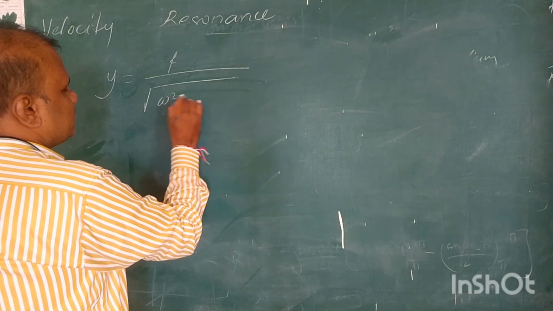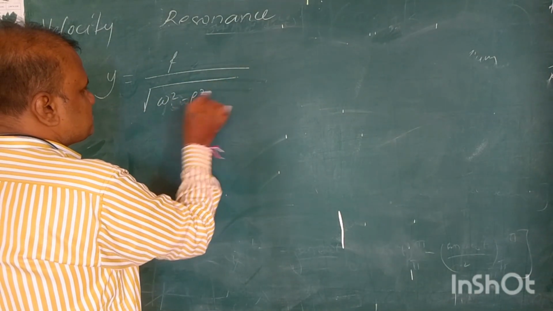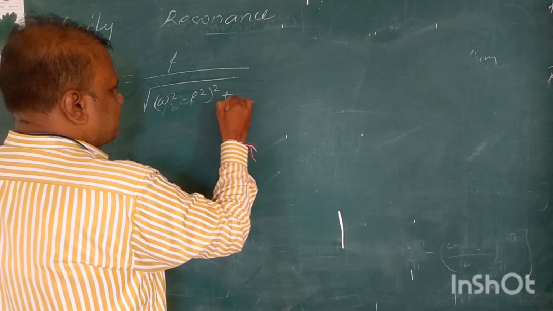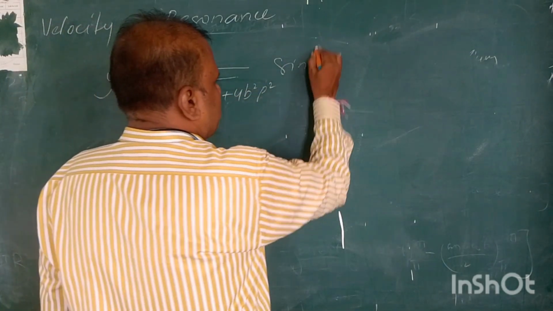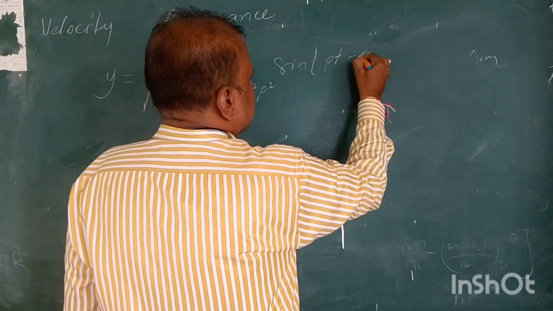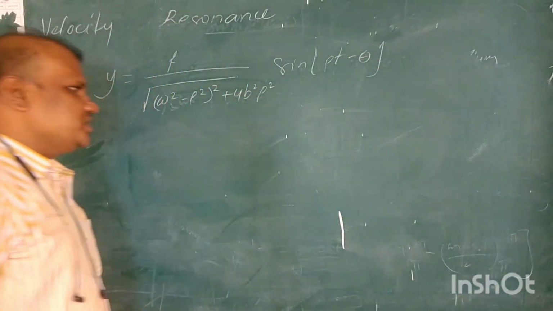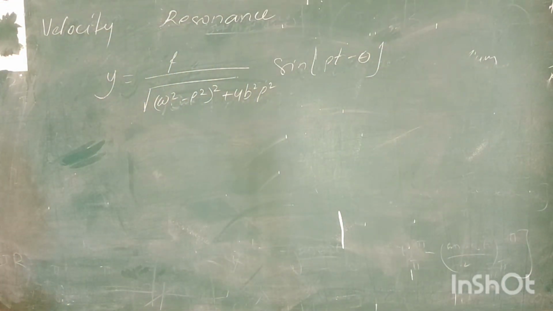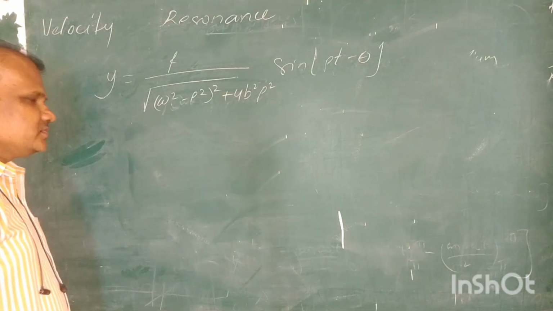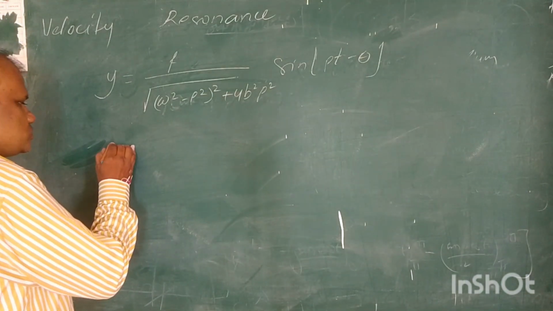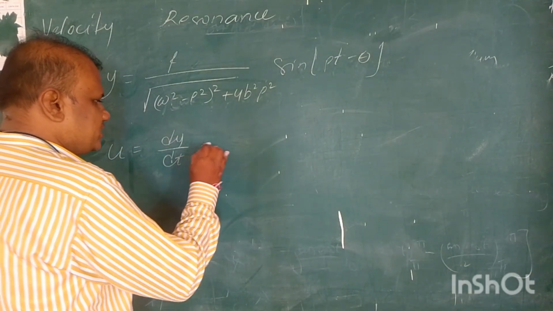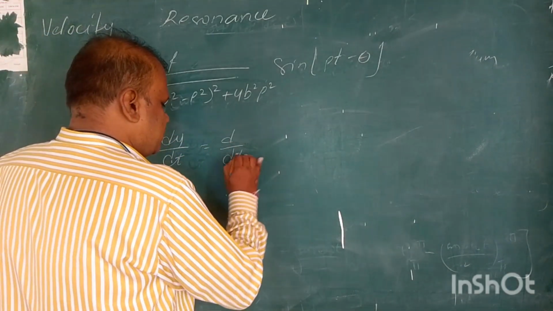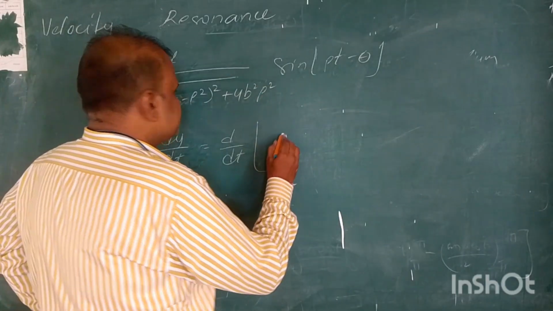So f divided by under root of (omega square minus p square) whole square plus 4b square p square, sine of (pt minus the phase theta). So this is nothing but the instantaneous displacement of the forced oscillator. To get the velocity, velocity is nothing but the rate of change of displacement, so dy by dt, or d by dt of y, substituting this value of y.